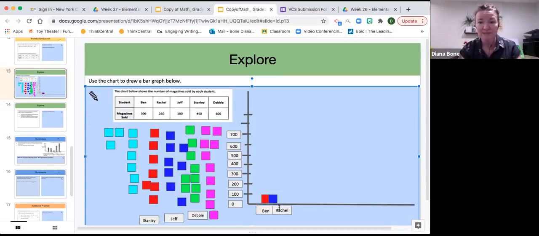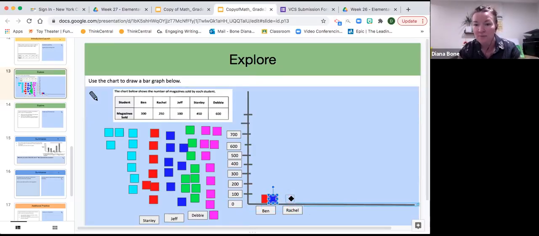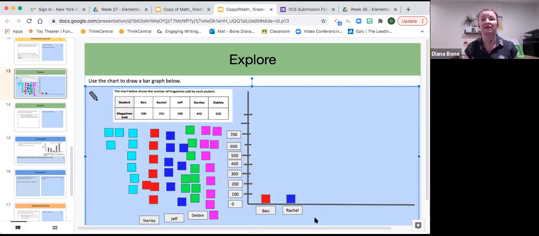So let's make sure that we're going to take Ben, and then we're going to take Rachel, and we're going to make sure that Rachel is a little bit a ways from Ben. That way, when we start to put Rachel's data on our bar graph, it's really clear that the blue bar is going to represent Rachel's magazines sold, and the red bar is going to represent Ben's magazines sold. It's really clear. So let's go get good old Jeff next.